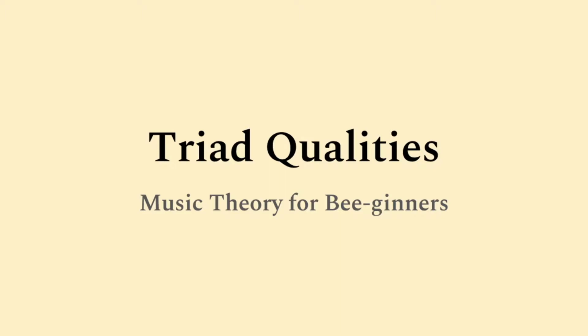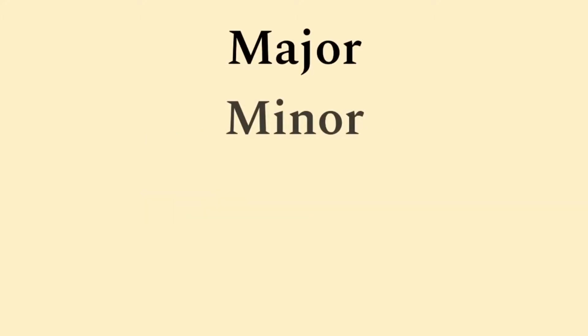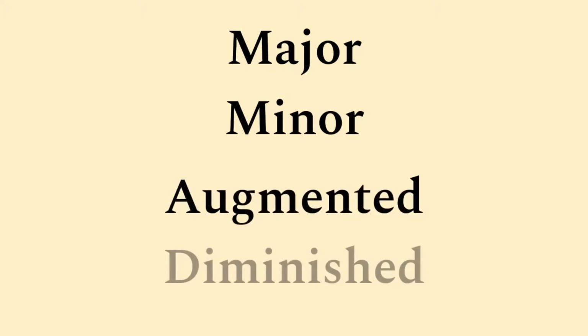In our last video, we went over what a triad is, which is basically 3 notes stacked on top of one another. However, there are 4 different ways of doing this. There are major triads, minor triads, augmented triads, and diminished triads.